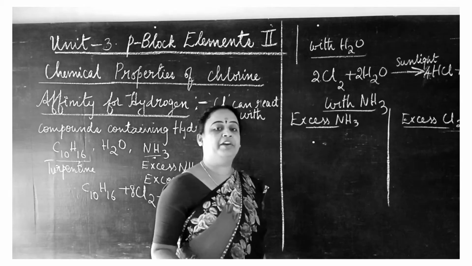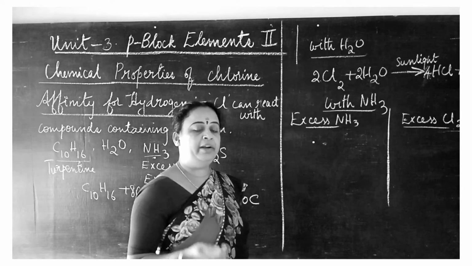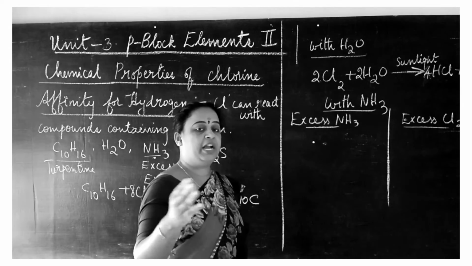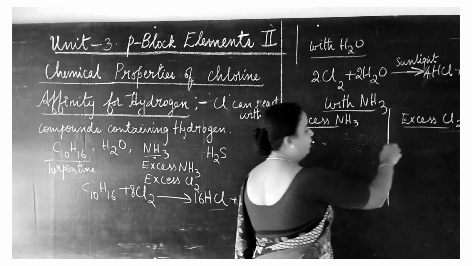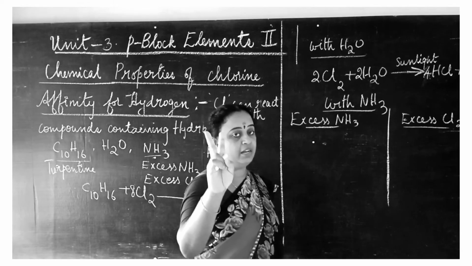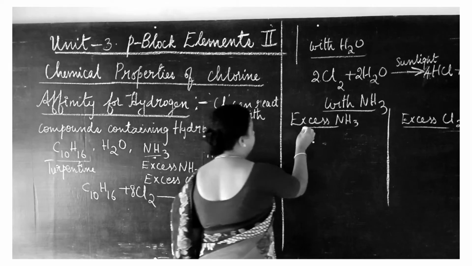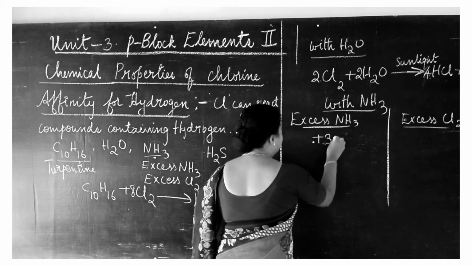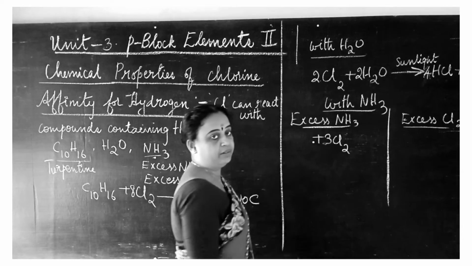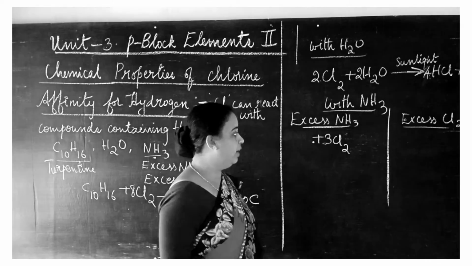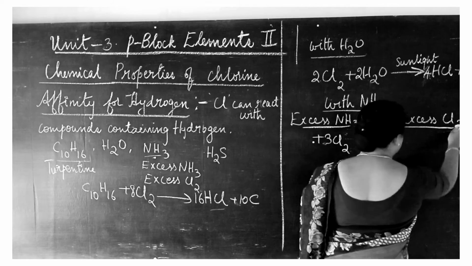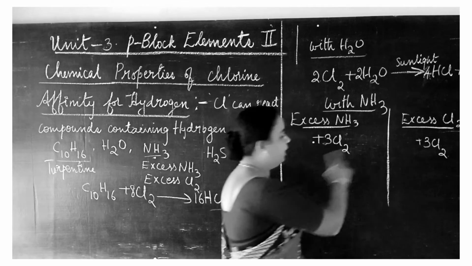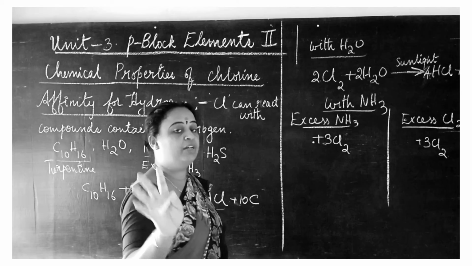Now let us see how chlorine reacts with ammonia. Chlorine reacts with ammonia by two methods: excess of ammonia reacting with chlorine, and excess of chlorine reacting with ammonia. So two steps are involved here. In the first step, excess of ammonia. In this reaction we are taking 3 moles of chlorine, 3Cl2, and in the excess chlorine case also we take 3Cl2. In both cases we take only 3Cl2.